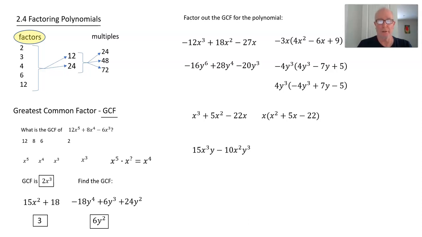Okay, here in this one, our coefficients are 15 and 10, so 5 is common. They both have an x, and x squared is the lowest x, so x squared is common, and they both have a y, and the lowest y exponent is 1, so y is also common to both terms. So factored, that's 5x squared y times 3x minus 2y squared.